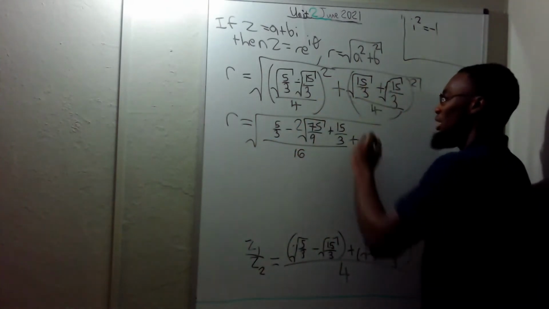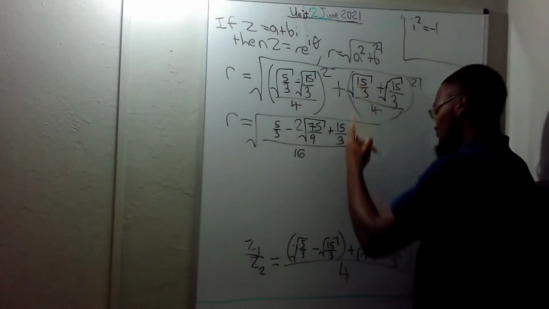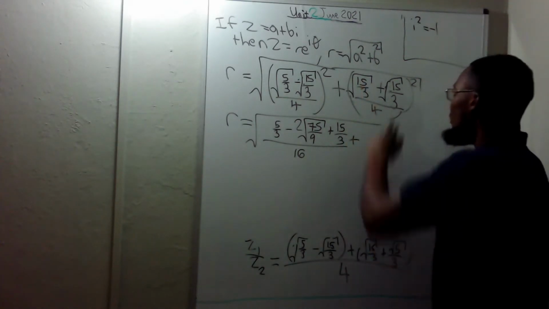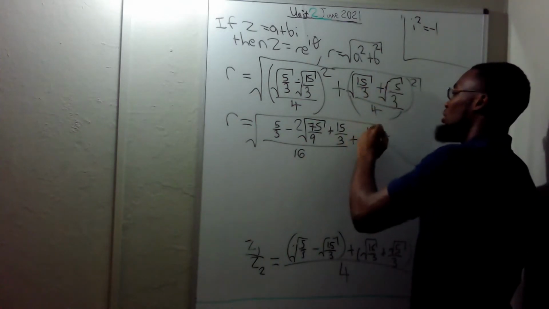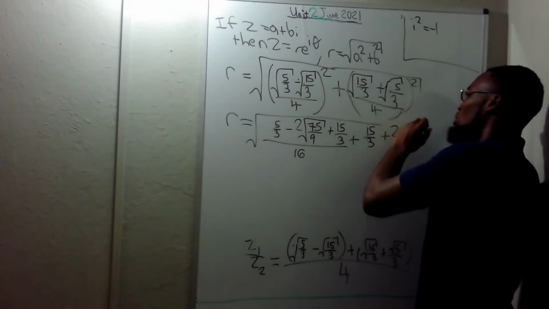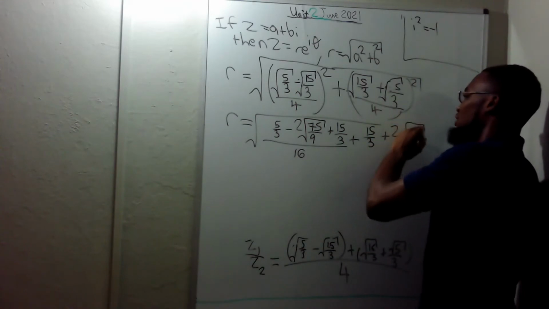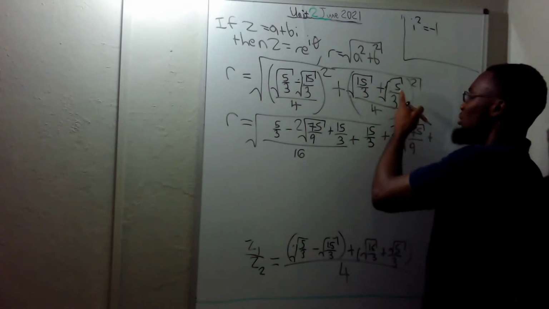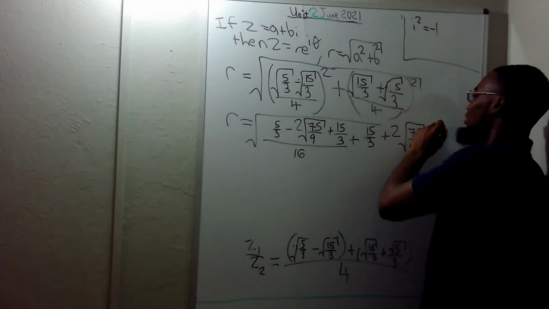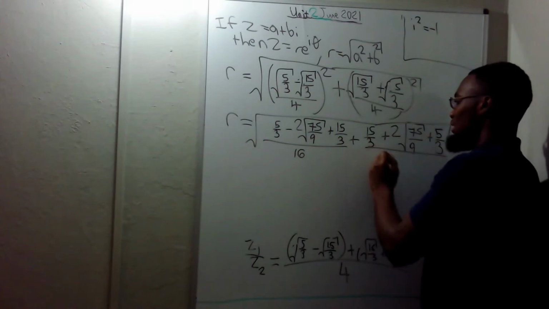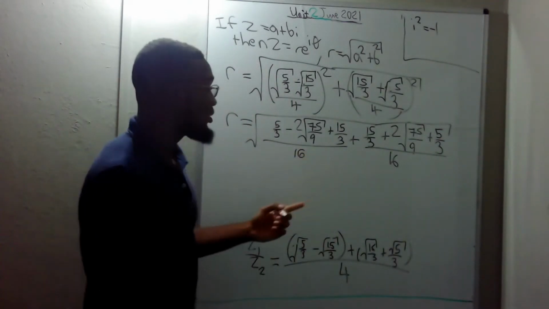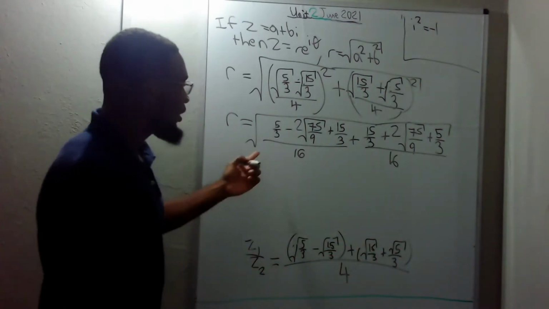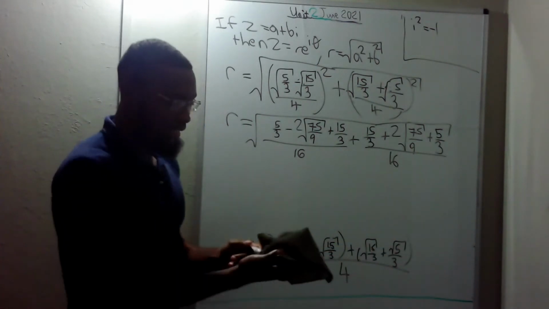Plus, this now is the first term squared, 15 over 3, plus twice the product of the 2, which is 2 root 75 over 9, plus the second term squared, that's 5 over 3, square rooted, all over 16. Ooh, I really hope nobody did it this way. This way is very long. Now once I do this, what do we realize?